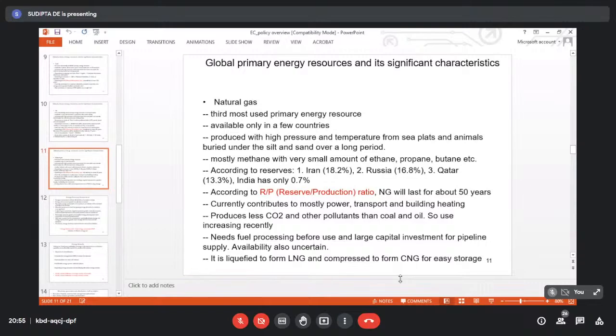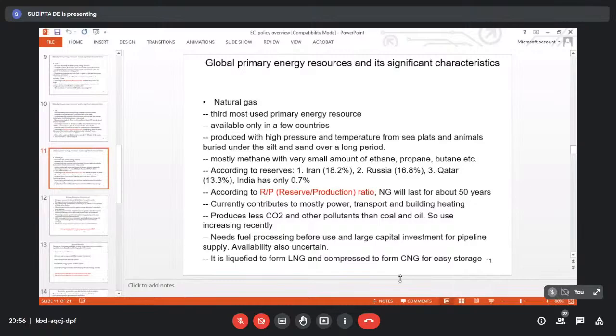So the use is increasing recently. As I have mentioned, the hydrogen content of natural gas is more, so obviously it produces less CO2 for the same heat output. And also the other types of pollutants emitted, compared to coal, are less. So that's why natural gas is considered to be a cleaner fuel.